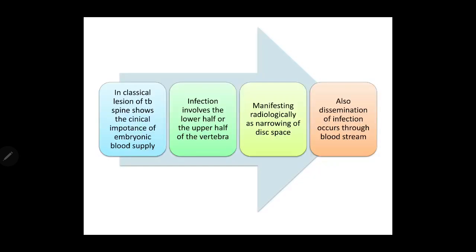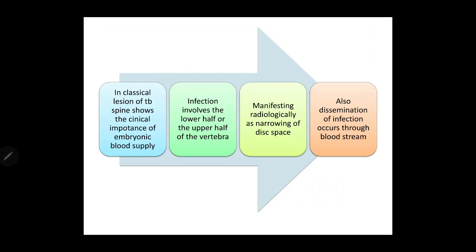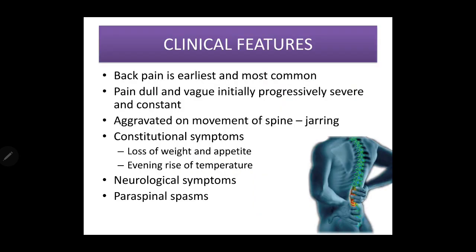Now in a classical lesion of TB spine, it shows the importance of the embryonic blood supply, because infection always involves the lower half or the upper half of the vertebra, manifesting radiologically as narrowing of the disc space. Also, dissemination of the infection occurs through the bloodstream, that we all know. Now coming to the clinical features, this was regarding the pathology. I am pretty sure you are all aware of the type of organism, acid fast bacilli, and how it's detected and what the culture media is. We'll be coming later on to that for the lab investigations.